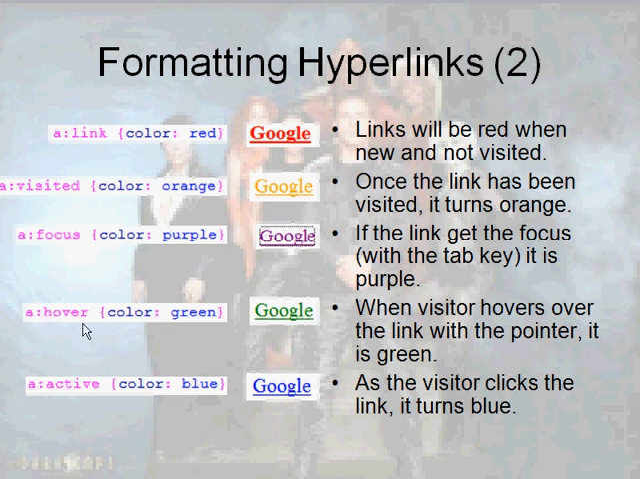A colon hover, color green. When a visitor hovers over the link with the pointer, it turns green. Literally, just moving the mouse over it, not clicking, not doing anything, just moving the mouse will cause it to change to green. A colon active, color blue. As the visitor clicks the link, it turns blue. That's while they're holding down the mouse.